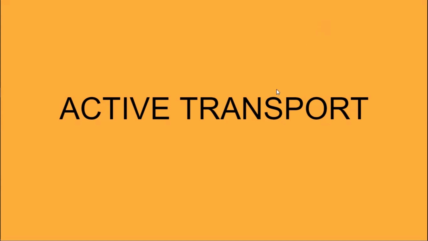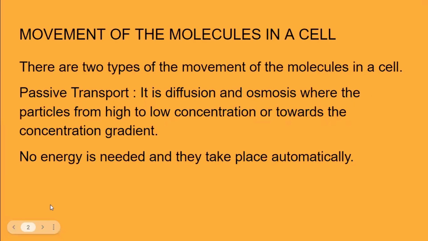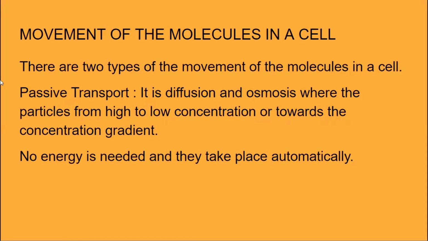Today is our biology class, and today's topic is active transport. Just like in the previous classes, we have discussed diffusion and osmosis. In diffusion and osmosis, different molecules are moving in and out of the cells, but in a particular direction. What is the particular direction? From the area of higher concentration to the area of lower concentration. So that is called passive transport.